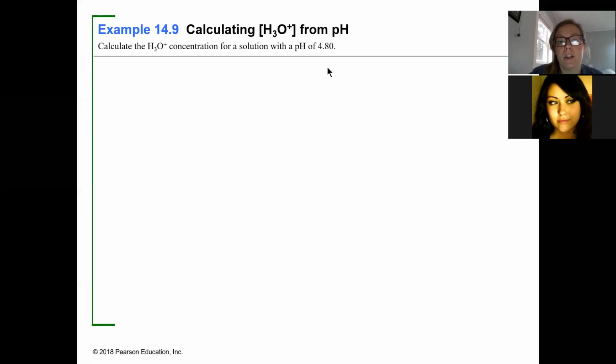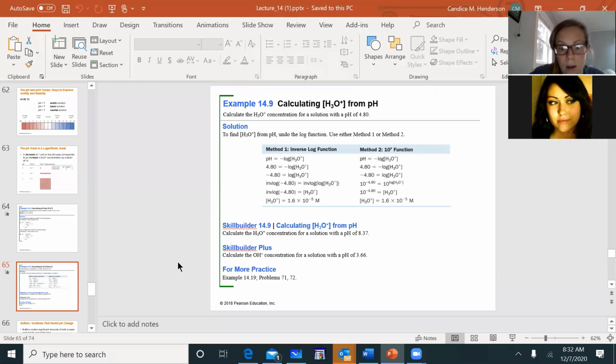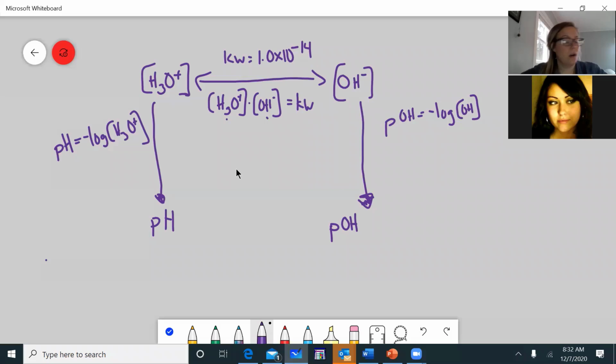We can go the other direction as well. So you can get the H3O plus concentration from the pH. And I will show you how to do that. Let's add that first to our square here. So we can go in the other direction as well. If I know pH, then I can solve for my H3O or my OH concentration.